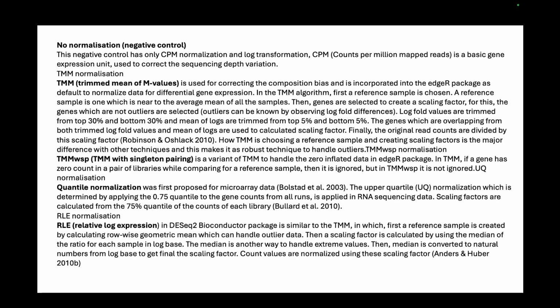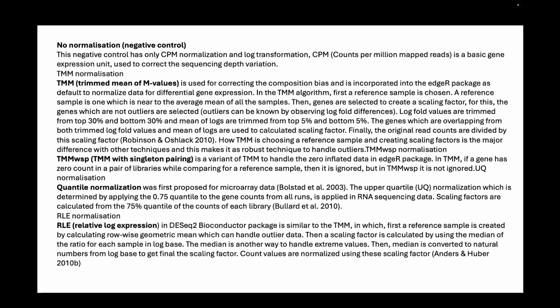In the TMM algorithm, first a reference sample is chosen. A reference sample is one that is near to the average mean of all the samples. So you take the expression across all the samples and you take a mean. Whichever sample is closest to that mean, you take that as a reference sample. And then genes are selected to create a scaling factor. For this, the genes which are not outliers are selected.